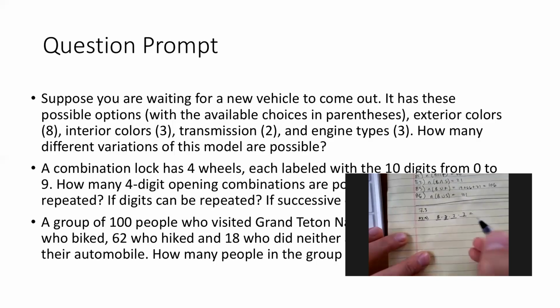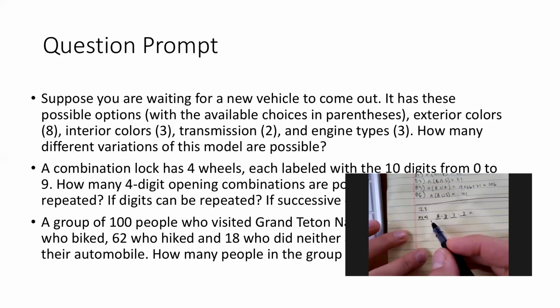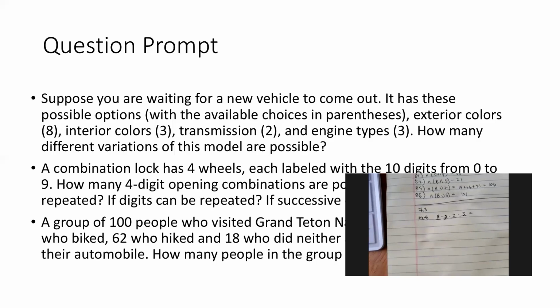So 8 times 3 is, well, we can do this. 3 times 2 is 6. 6 times 3 is 18. 18 times 8 should give us, what, 144? Let's make sure that's correct. So 8 times 3 times 2 times 3, 144.